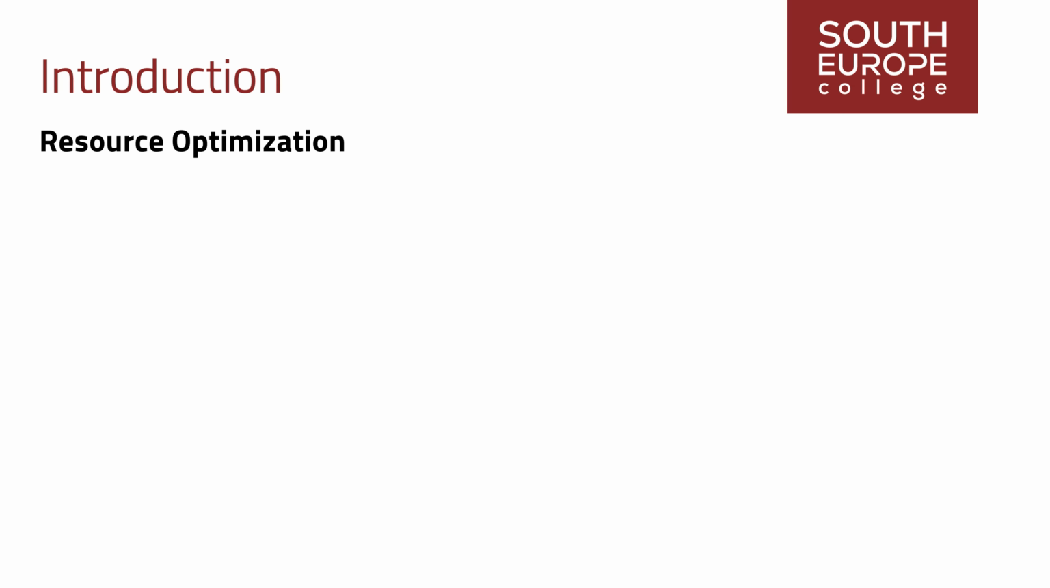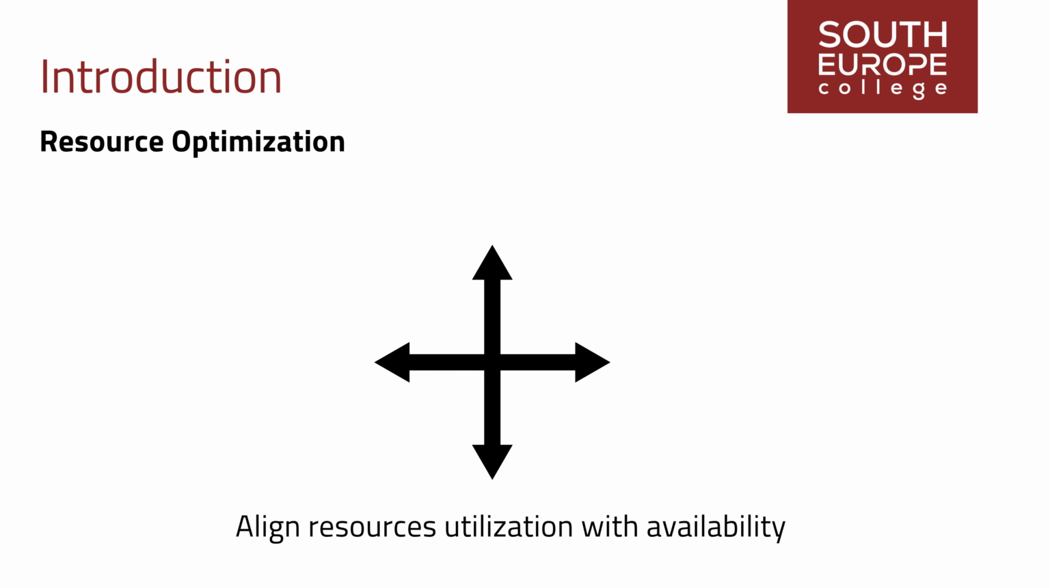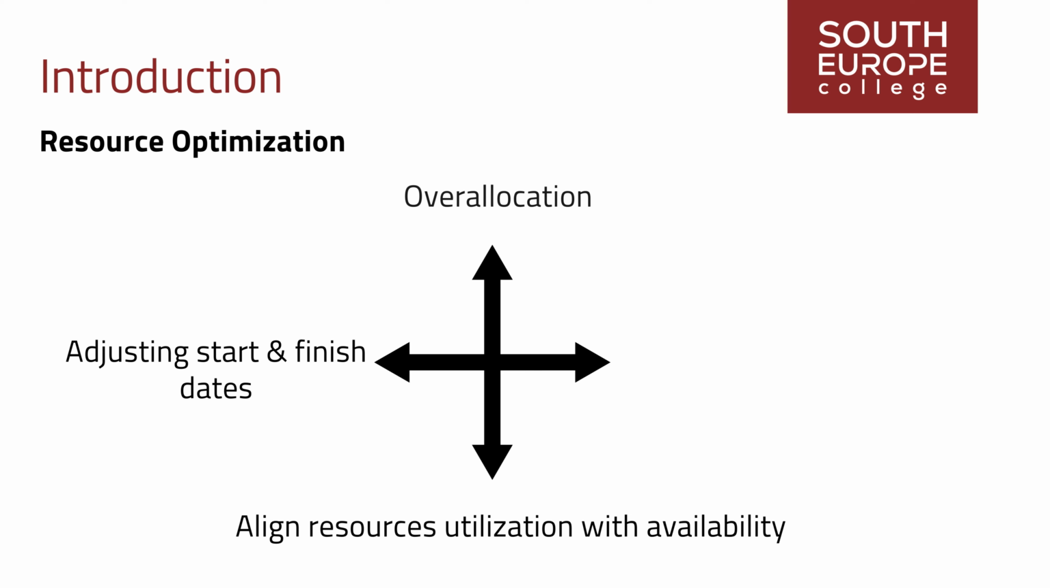Resource optimization is a crucial aspect of project management aimed at aligning the utilization of resources with their availability to ensure efficient project execution. This process involves adjusting activities' start and finish dates to match the planned resource usage with the available resources, thereby preventing overallocation or underutilization of resources.